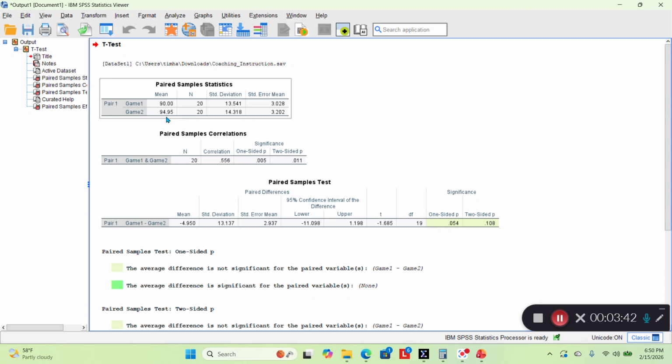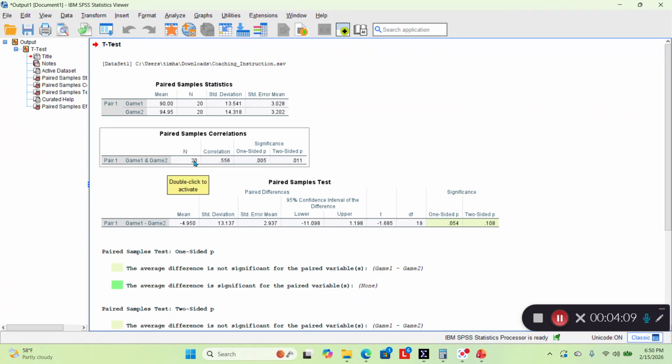Okay, so just from the paired sample statistics, we can see a difference in that score. So remember, game one is pre-instruction, and then after game one, the coach gave them 15 minutes of coaching tips, basically, and then they were to perform in game two. And as we can see, we have nearly a 5-point difference. So specifically 4.95 difference.